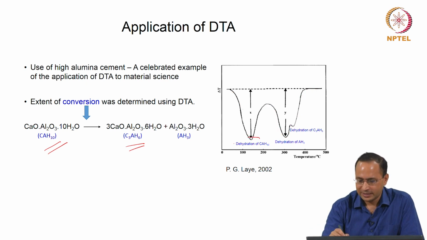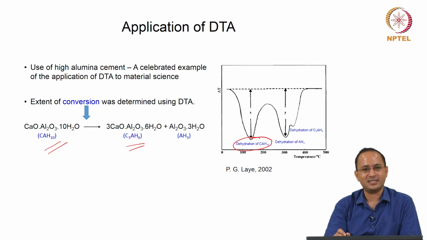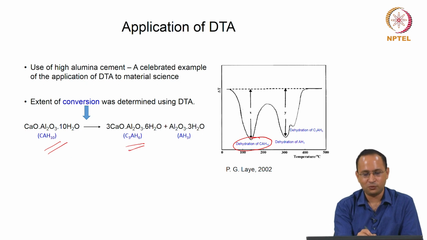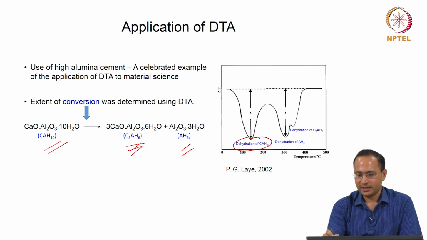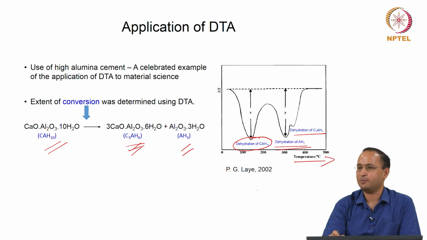The first peak is because of the dehydration of CaH10. This is the reaction, right. You are now forming these two phases, C3AS6 and AS3. I am using cement chemistry notation. AS3 is written as Al2O3·3H2O. A means Al2O3, H means H2O, C means calcium oxide. The second peak is due to dehydration of AS3. The third peak is because of the dehydration of C3AS6. This is the temperature axis. Notice the x axis is your temperature, right.